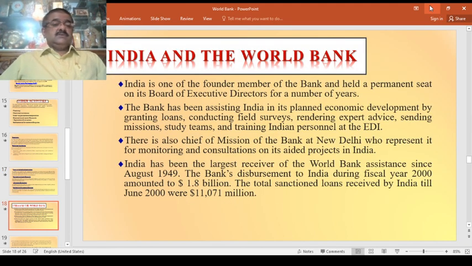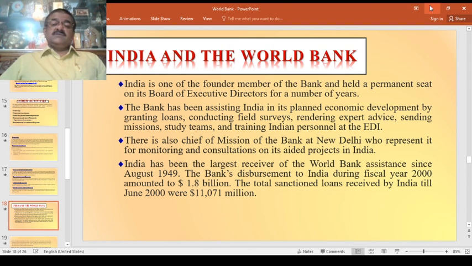Ultimately, I have to line up what the relationship of IBRD with India is. India is of course one of the founder members of the bank, and held a permanent seat on its board of executive directors for a number of years. The bank has been assisting India in its planned economic development by granting loans, conducting field surveys, rendering expert advice, sending missions and study teams, and training Indian personnel at the EDI. There is also a Chief of Mission of the bank at New Delhi, who represents it for monitoring and consultation on its aided projects in India.